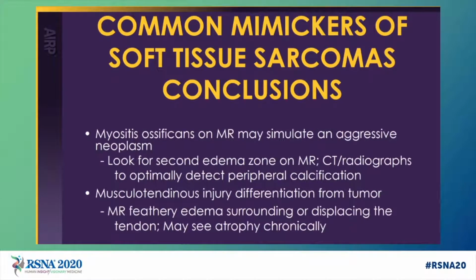We discussed myositis ossificans, which can simulate an aggressive neoplasm on MR imaging, but look for that second zone of surrounding edema. CT and radiographs are optimal to identify that characteristic peripheral rim of calcification. Finally, we discussed musculotendinous injury, specifically at the rectus femoris, and differentiation from tumor can be performed by identifying that feathery edema surrounding or displacing the tendon.